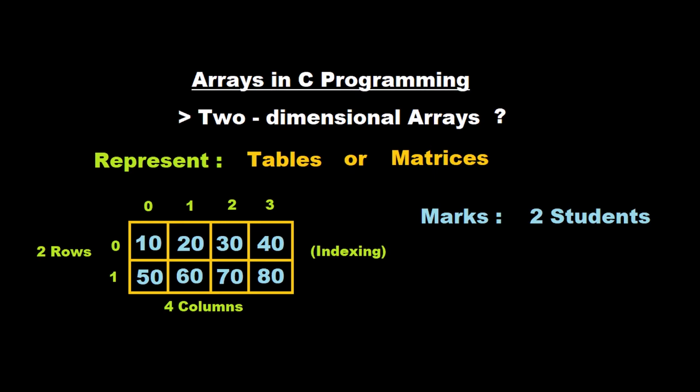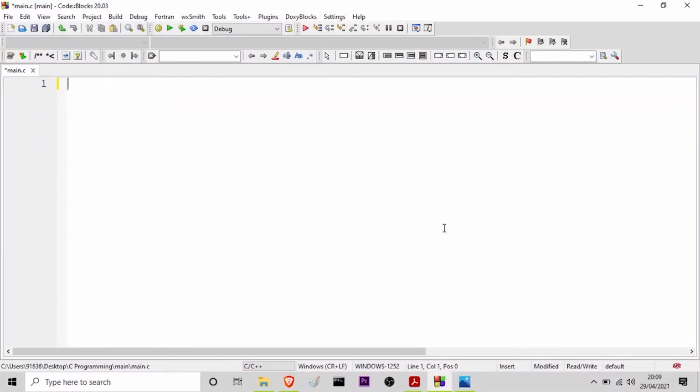So now I'm moving to my editor, and here you can see I will start with the main function, and then I'll press enter and give the curly braces. So here starts our main function. Now I will take the array variable name, let it be marks.